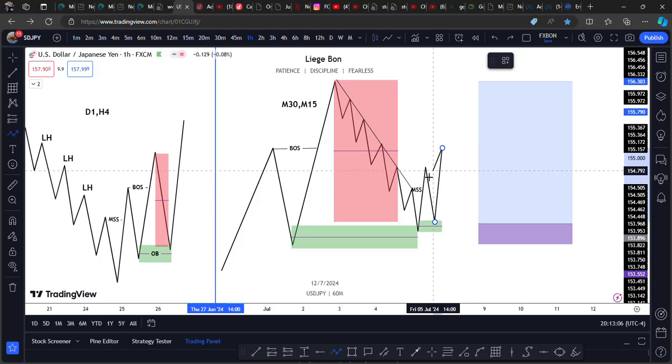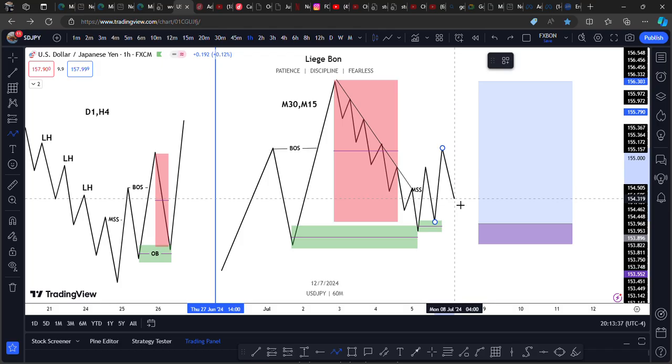Now, this break of structure here tells us that this demand is strong enough to continue price to the upside. As to say, we have a demand here, price comes into this demand, gives us a market shift, gives us a new demand, came back for mitigation of the demand, and broke structure to the upside. Now, all of these are just signs of bullish power. We have more bullish strength coming up in this game.